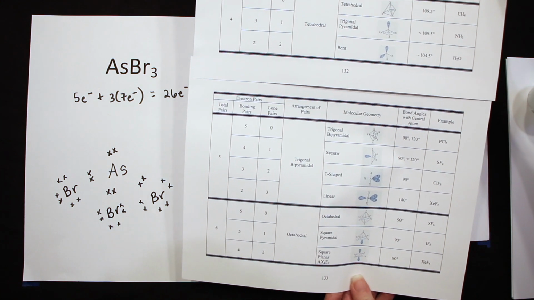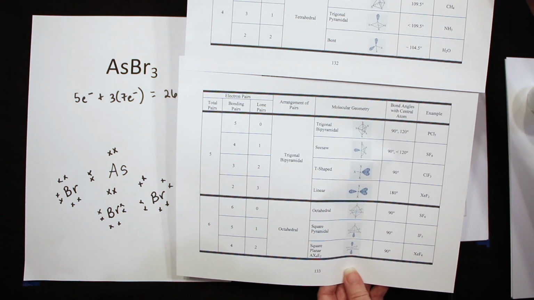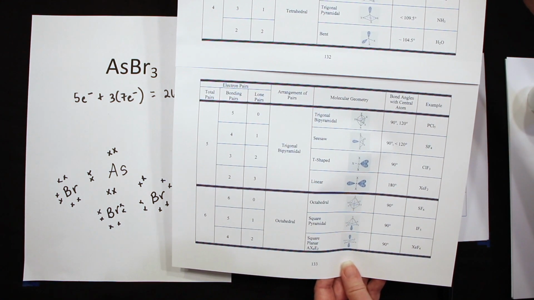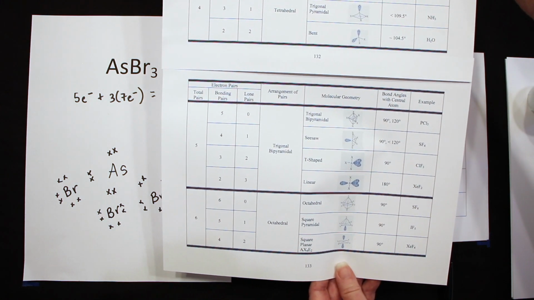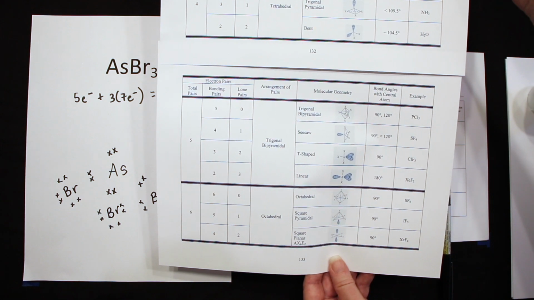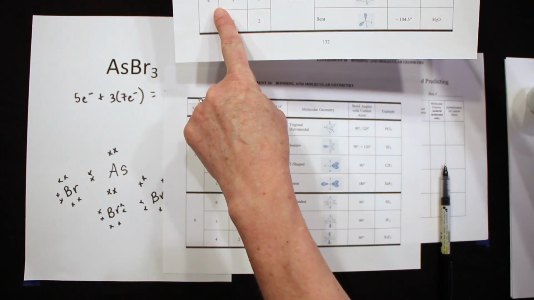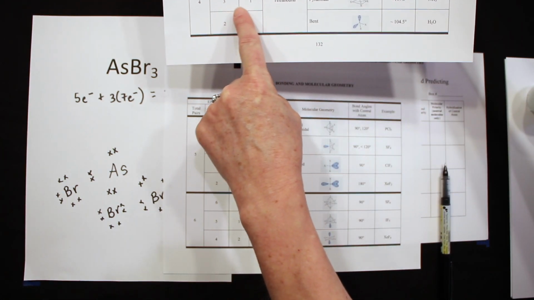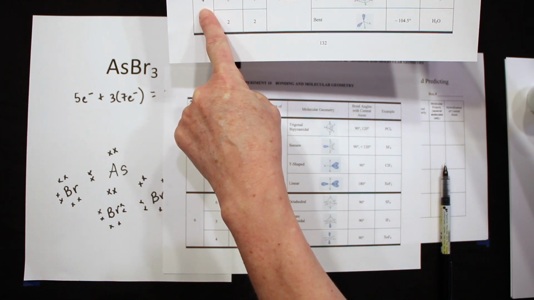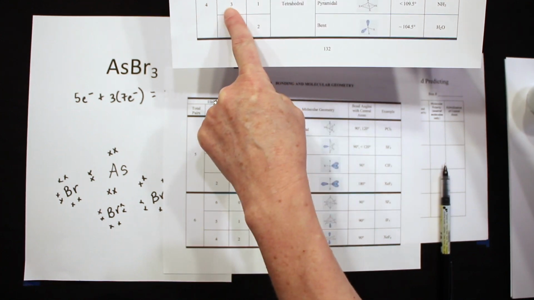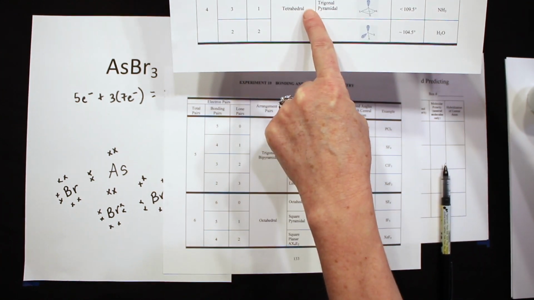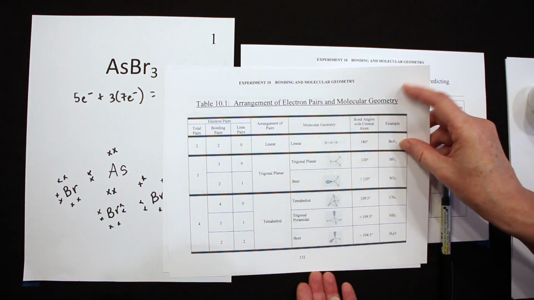You need to have a mastery of it for the exam, but feel free to refer to this frequently while you are going through this entire lab. You can see here that any arrangement of 4 pairs, whether it's a 4 and a 0, 3 and 1, 2 and 2, will always be a tetrahedral arrangement.